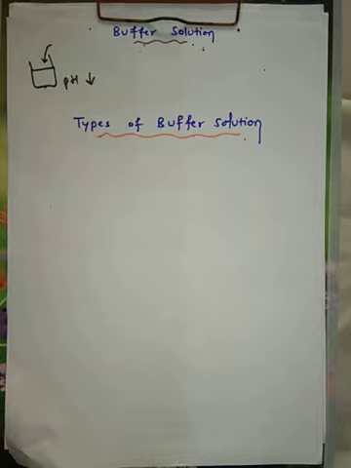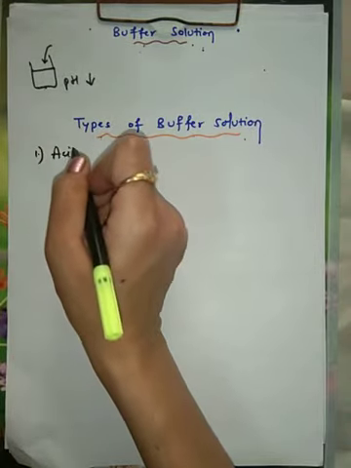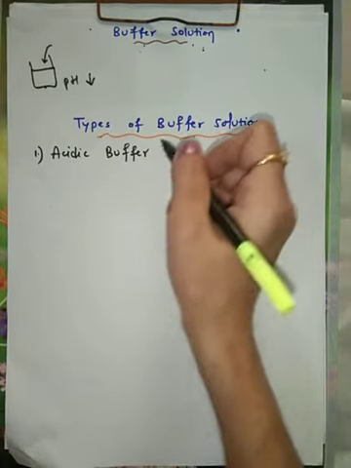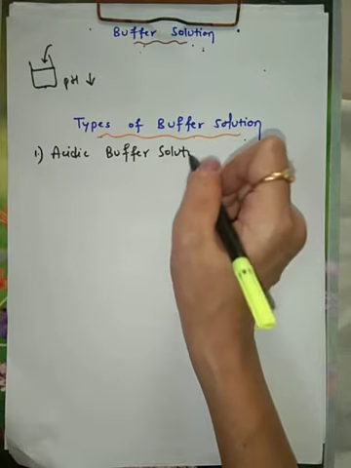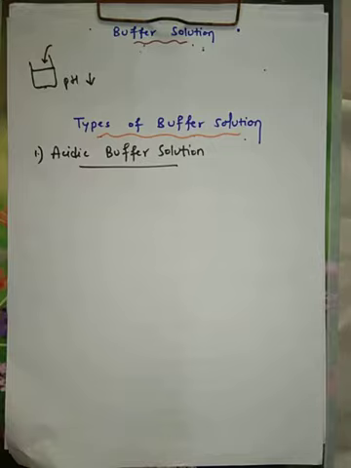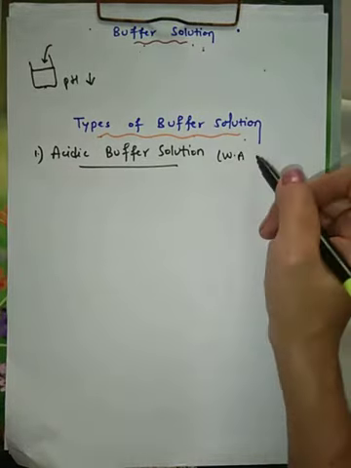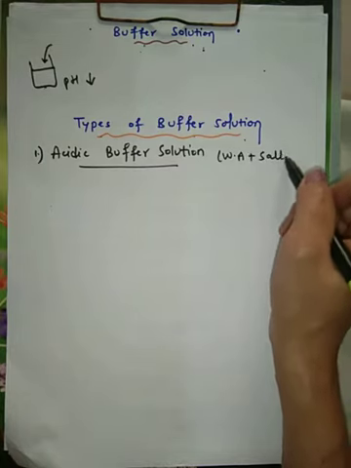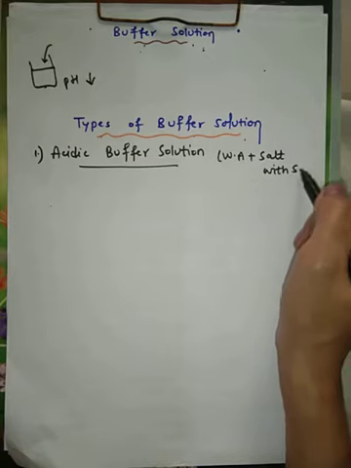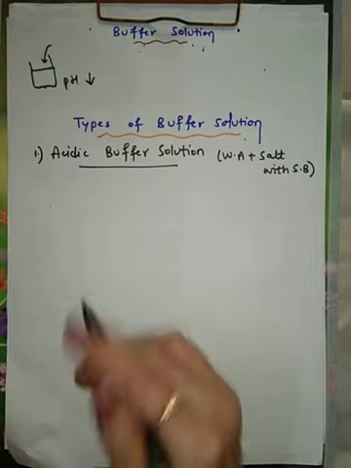Now, two types of buffer solution we have. First is called acidic buffer solution. Now, what we mean by acidic buffer solution? It is made up of weak acid and the salt of the same weak acid with strong base.